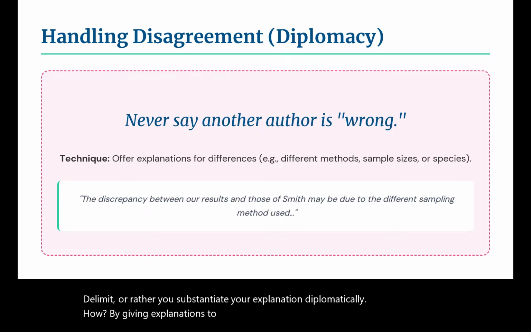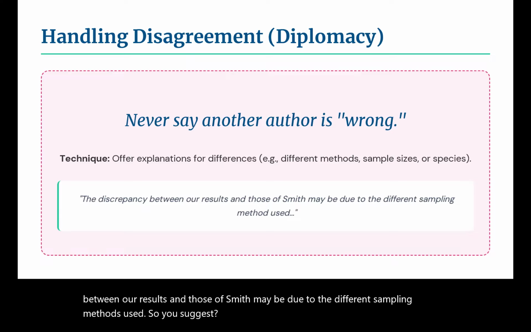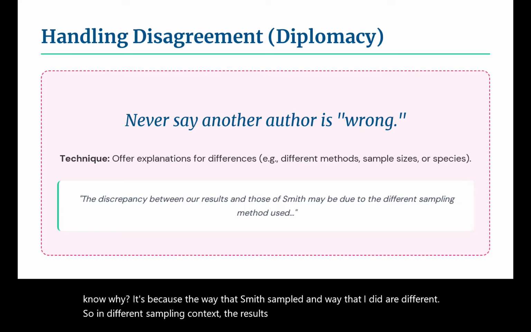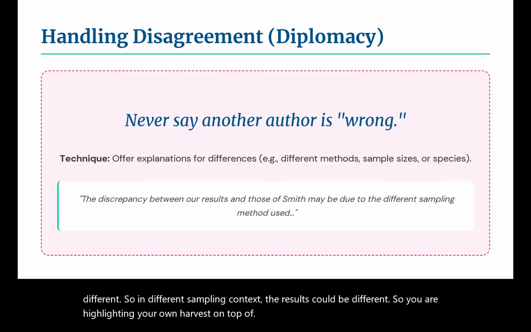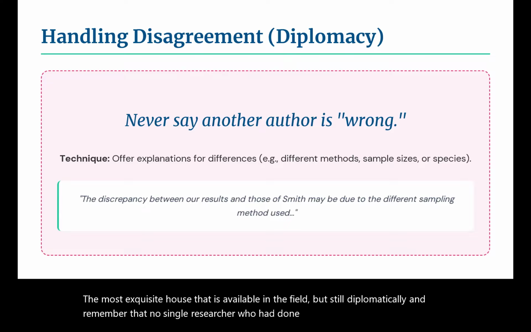Look at the example. The discrepancy between our results and those of Smith may be due to the different sampling methods used. So you suggest, yeah, my results and Smith's results are different. You know why? It's because the way that Smith sampled and the way that I did are different. So in a different sampling context, the results could be different. So you are highlighting your own harvest on top of the most exquisite harvest available in the field, but still diplomatically. And remember that no single researcher who has done research is wrong, right?